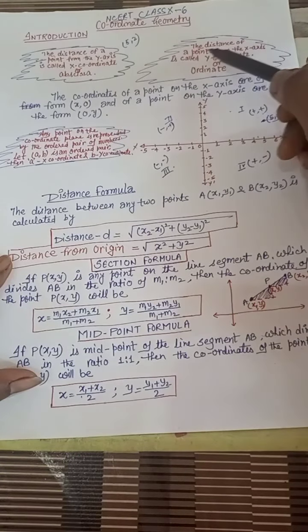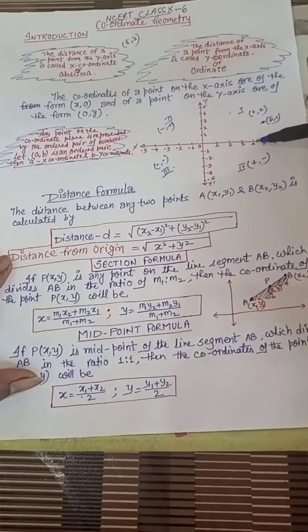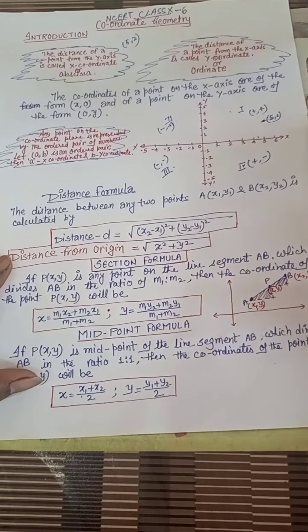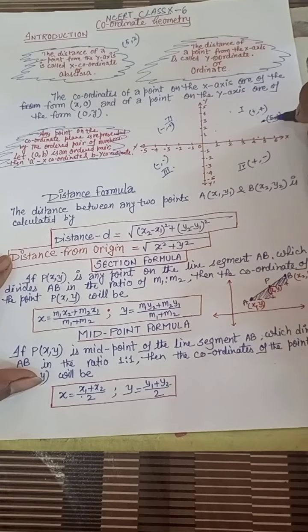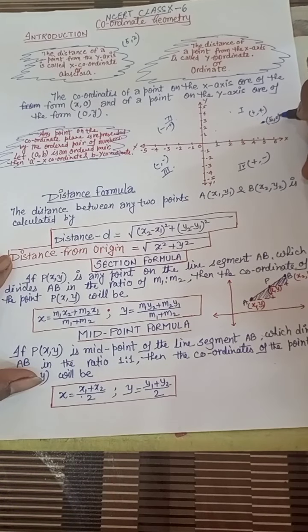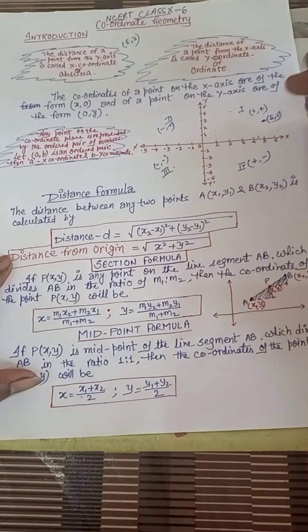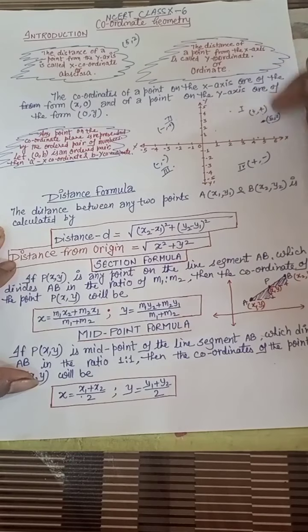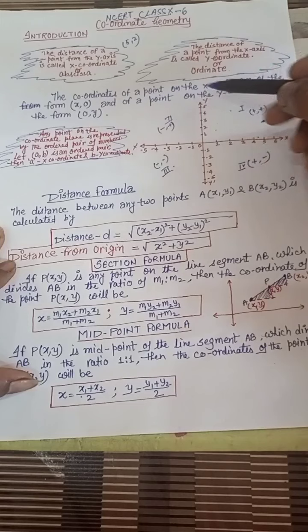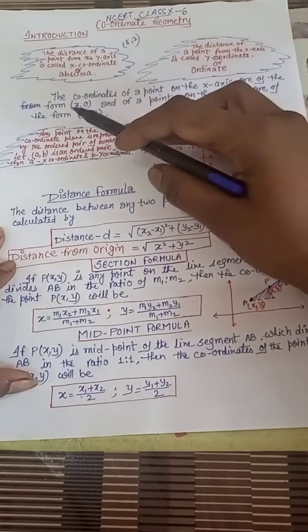Next, the distance of a point from the x-axis is called the y-coordinate. You can see that it is 2 units, so the 2 units is the y-coordinate. So the distance from the x-axis is the y-ordinate, and the distance from the y-axis is called the x-ordinate. The x-ordinate is called abscissa, and the y-ordinate is called ordinate.